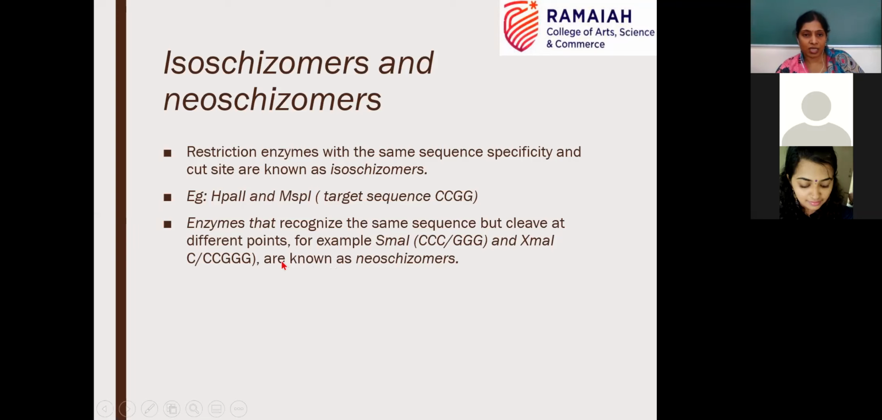The examples are SmaI and XmaI. XmaI has got the cleavage site after CCC, whereas SmaI has got the cleavage site after the first C. That's how their cut sites are different. These are called neoschizomers. I hope you are able to follow it. What are isoschizomers and neoschizomers?